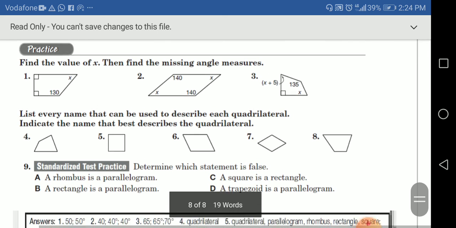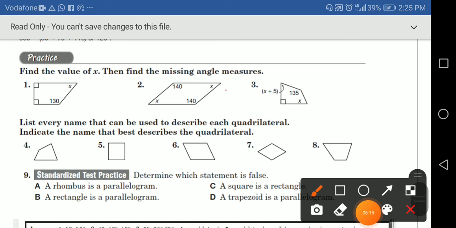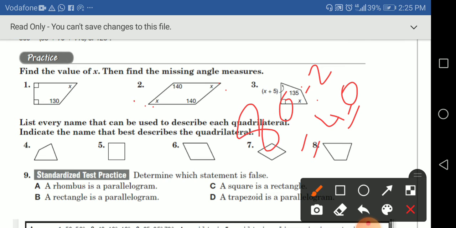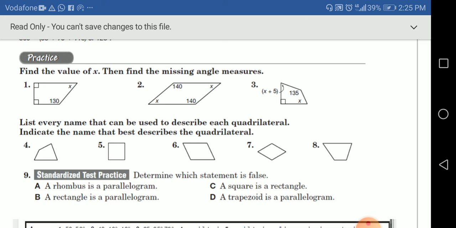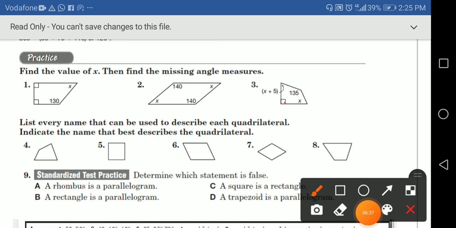So I have 80 divided by 2 to get x and x, since I have two x's. So x equals 40. Here x is 40 and the other x is 40. Okay, easy, but do the calculations right. Next, you got 90, this is 90. You got 135 and here x and x plus 5. So it's easy to do.